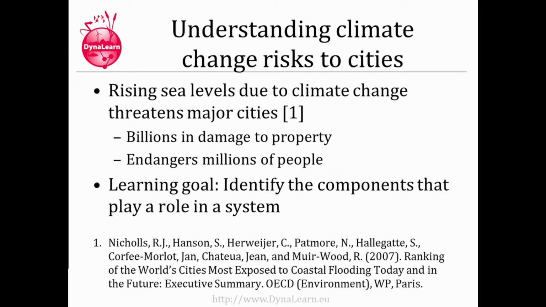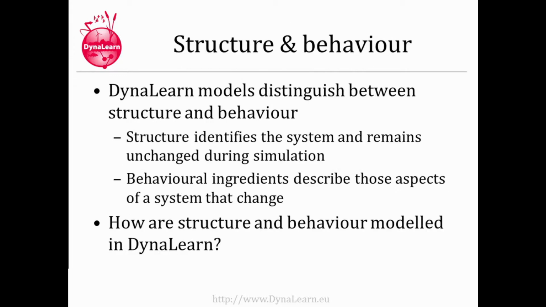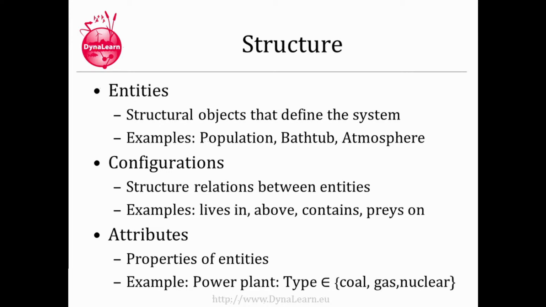So how does DynaLearn help you identify such components? DynaLearn models distinguish between structural ingredients and behavioral ingredients. The structure identifies the system and remains unchanged during simulation. By contrast, behavioral ingredients describe those aspects of a system that change. So how are structure and behavior modeled in DynaLearn? Let's start with structure first.